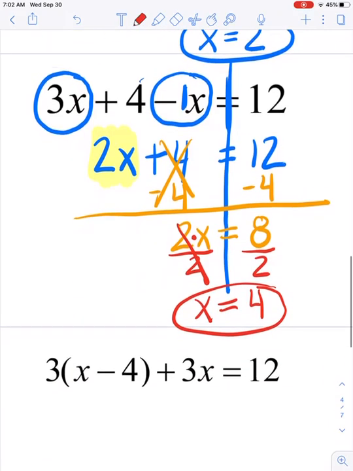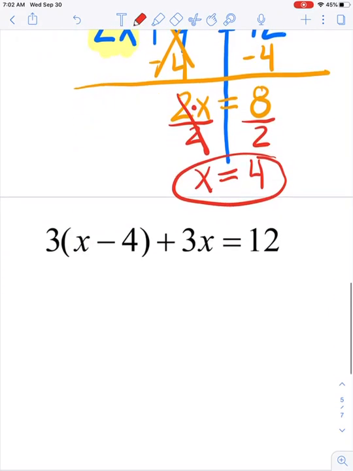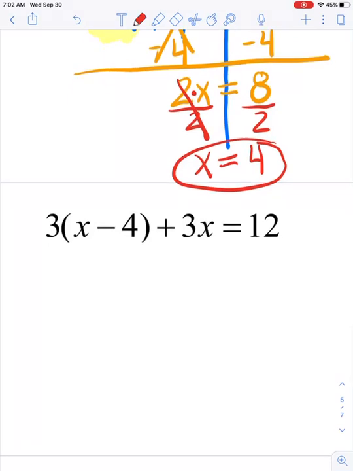I got one last problem. Kind of combines everything that we've talked about so far. So again, if I ever see a problem with parentheses in there, your first thought should be distributive property. If you wanted to, you could pause this video and try it on your own first. But if you just want to watch me do it, that's fine too. So again, parentheses, I'm going to do distributive property. I'm going to get rid of those parentheses.